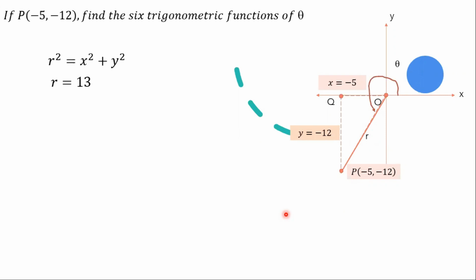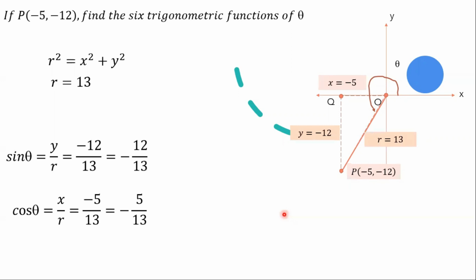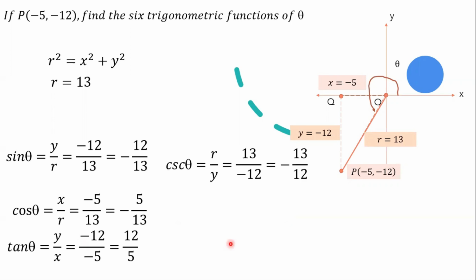So again, r is always positive. Solving for the six trigonometric functions of theta, we have sine equals y over r, so negative 12 over 13. Cosine, negative 5 over 13. Tangent, negative 12 over negative 5. Take note, negative divided by negative is positive.